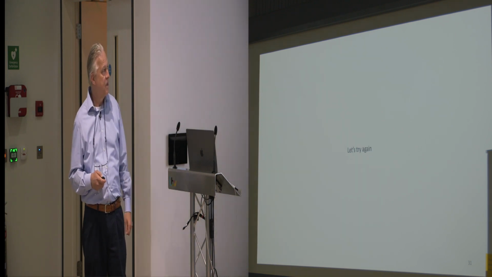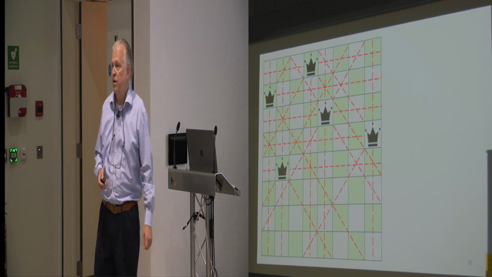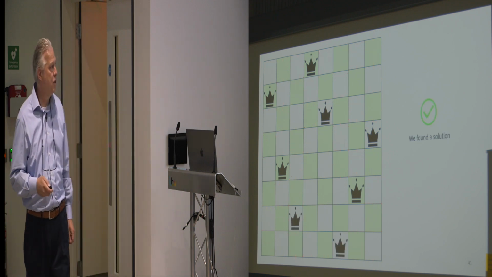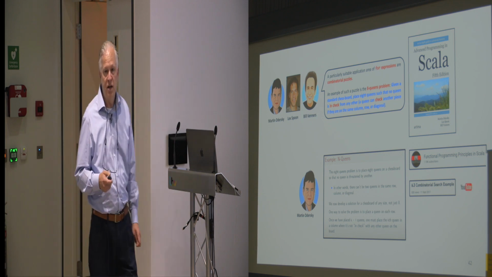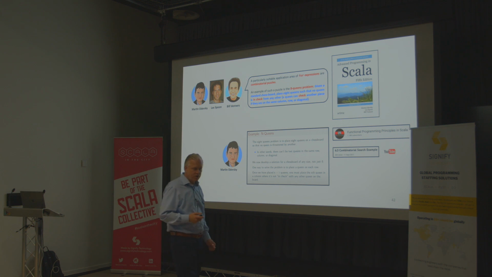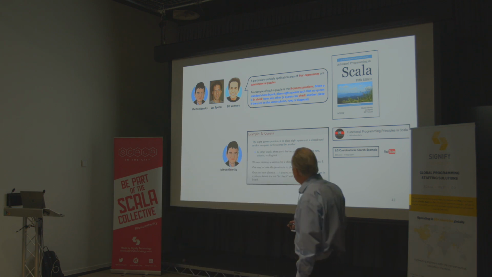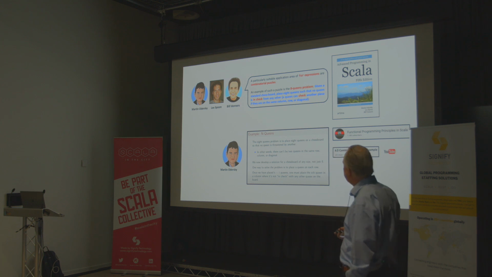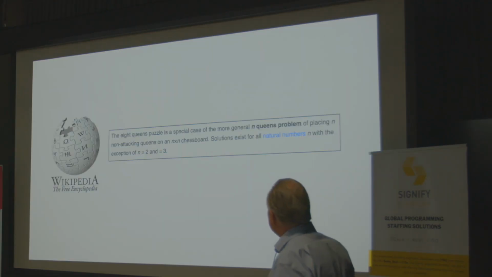So we're stuck. Let's try again. So we've placed the first queen, the second one, the third one, and with a bit of luck and a bit of ingenuity, we hit upon a solution. Now, this puzzle has always featured in the official Scala book, the official Scala functional programming book, co-authored by Martin Odersky. That's because this kind of puzzle is particularly suited to solving with for comprehensions.